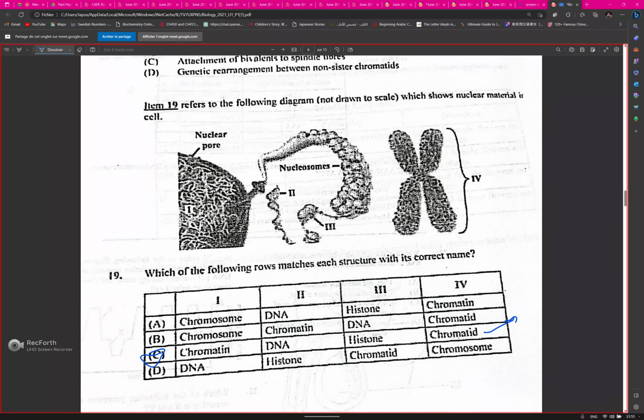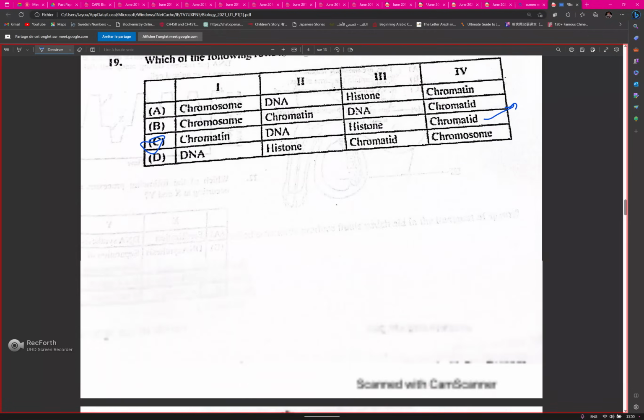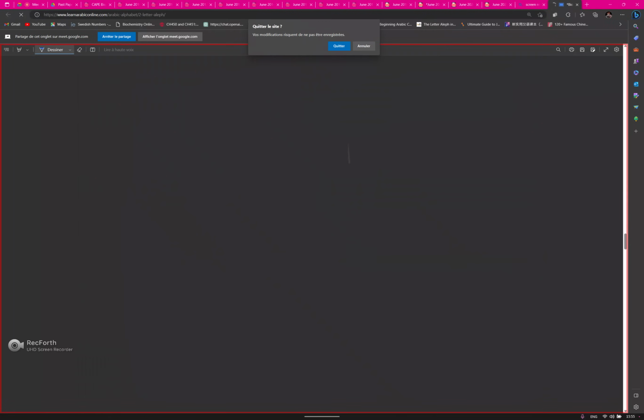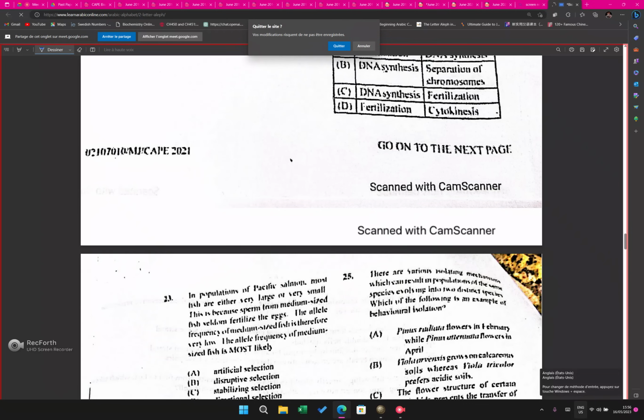Because it has to be C. Well, C is the best answer. Right there, C is the best answer. Wait, let me scroll back up. Said to be A. Hold on, give me a moment.